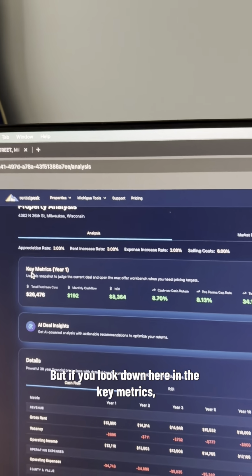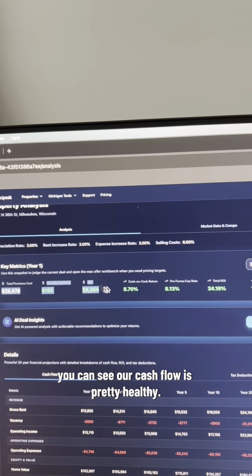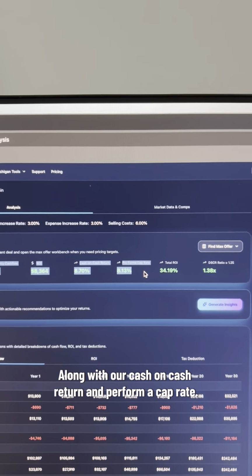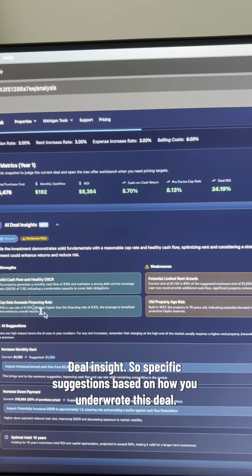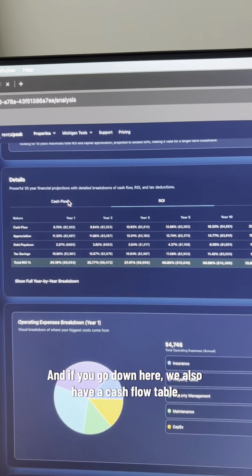But if you look down here in the key metrics, you can see our cash flow is pretty healthy along with our cash on cash return and pro forma cap rate. Rental Peak also offers this AI deal insight, so specific suggestions based on how you underwrote this deal. And if you go down here, we also have a cash flow table.